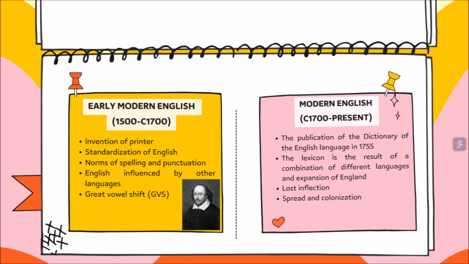Early Modern English. The invention of the printer allowed a wider circulation of written work, contributing to the standardization of English language, fostering norms of spelling and punctuation. The relevant features here were the expansion of vocabulary influenced by languages such as French, Latin, and Greek mainly.